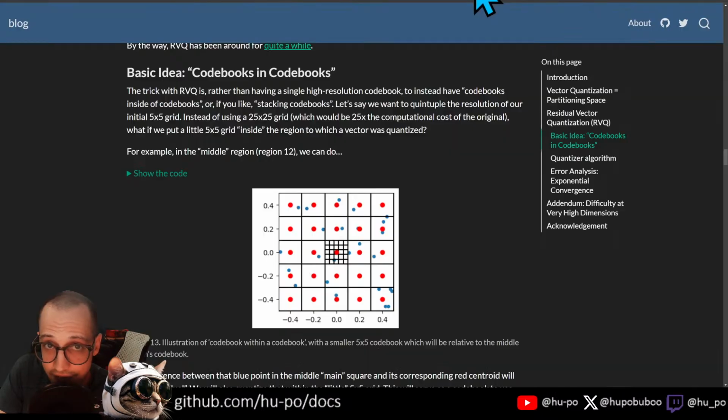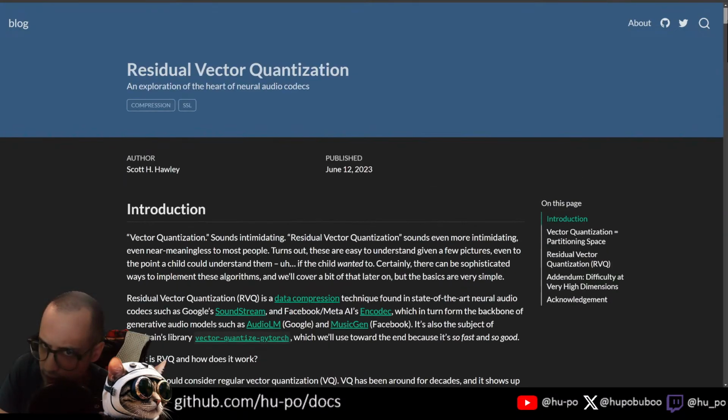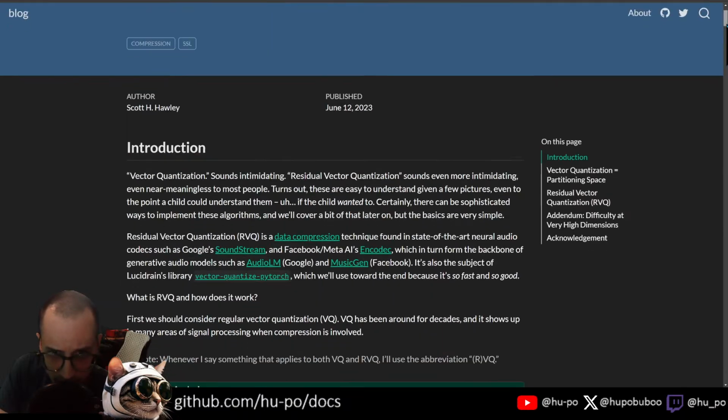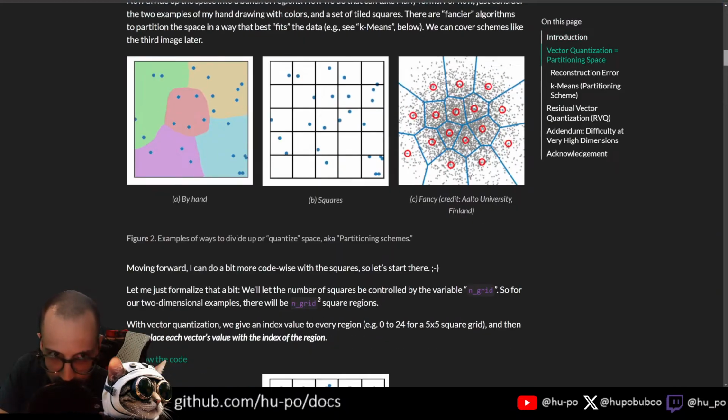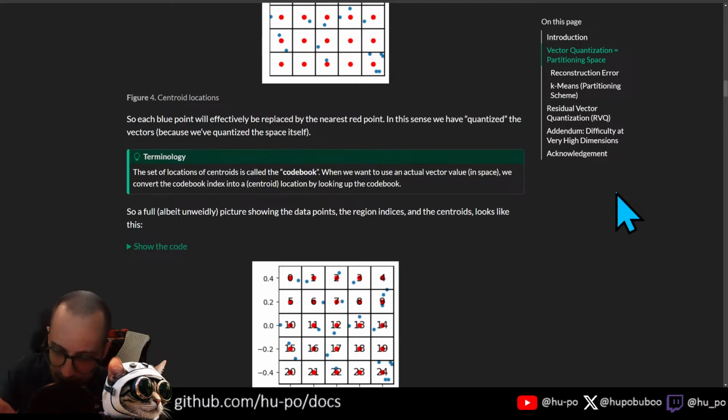And I actually have that pulled up here. This is a blog post that we were looking at, I think for something audio related. Residual vector quantization is very popular for audio, but it's a way of quantizing, or basically reducing the amount of information that you need to store a data point, right?